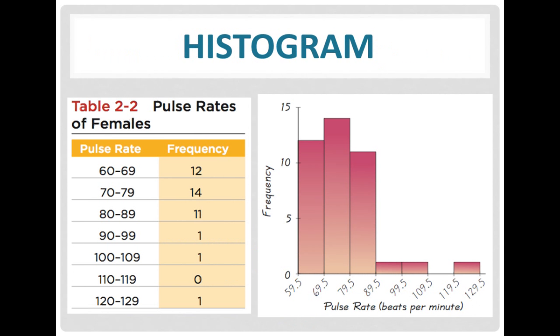Okay. So in a histogram, in this first class, what can you tell me about the women with the pulse rates in this first class? What do you know about them? There's 12 of them. What else do you know? They're in a certain range. What's the range of this class? 60 to 69. Okay. Now, can you tell me exactly what those 12 women's pulse rates are?